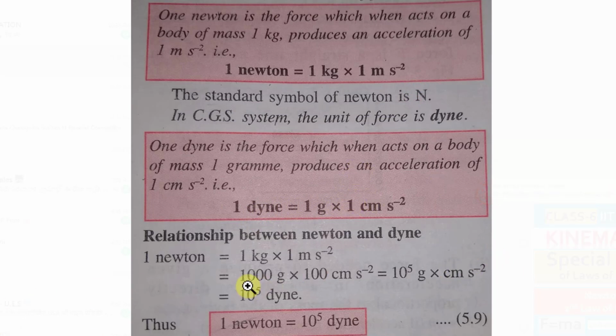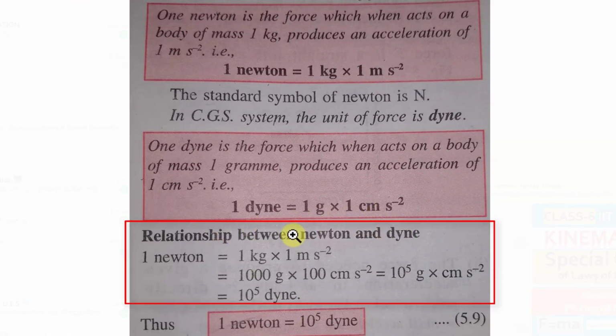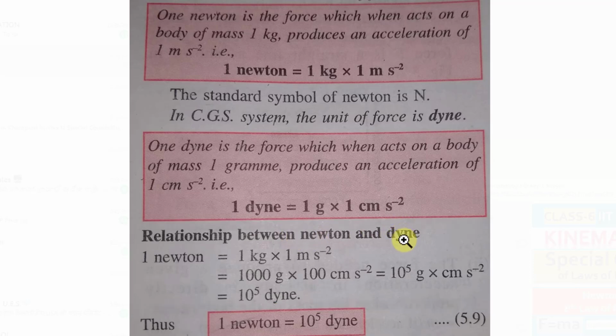Clear children? So next is the relation between Newton and dyne. Newton is the SI unit, dyne is the CGS unit of force. So what is the relationship? How can you relate Newton and dyne? 1 Newton is equal to how much?